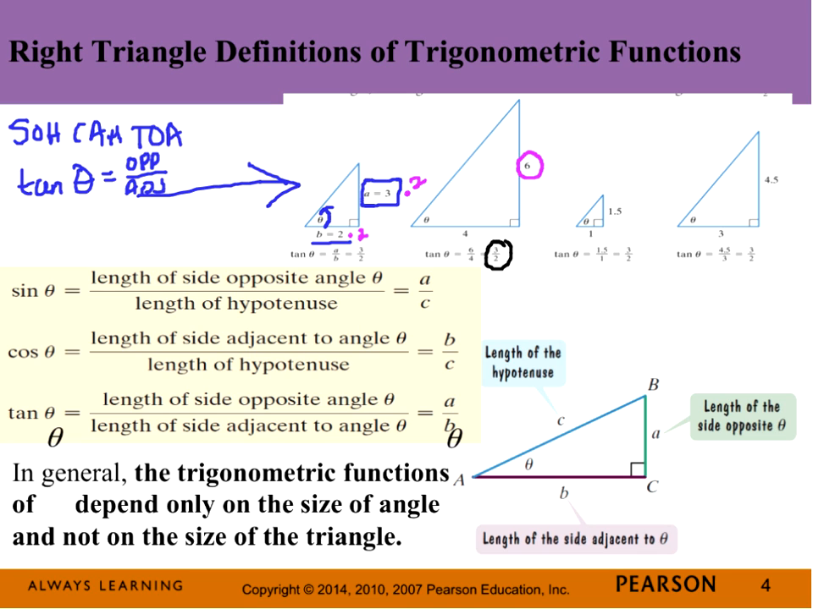So that goes back to that statement that I made on the last slide that said trigonometric functions of theta depend only on the size of the angle, not the size of the triangle. So what I could safely assume here is that theta in the bigger triangle is equal to theta in the smaller triangle because the tangent of theta in both triangles is equal. And then this is just another example of that same phenomenon occurring.